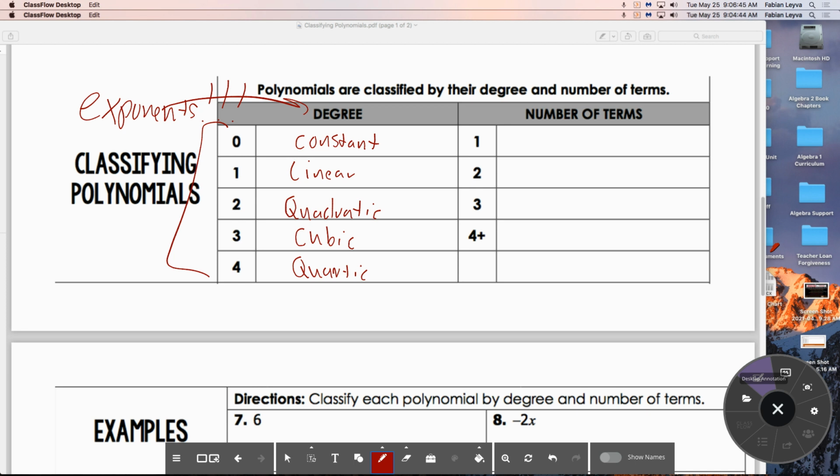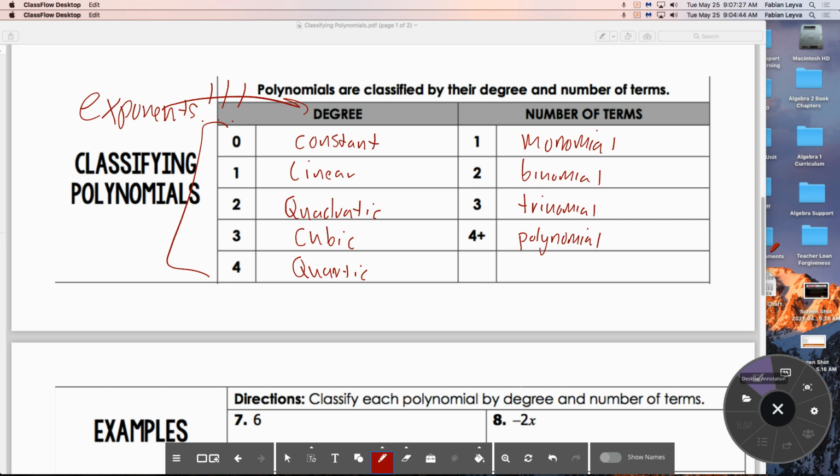Now, that ain't the only way I want you to name something. I also want you to name it by the number of terms, the number of things that are getting added within a polynomial. If you have one term, I want you to call it a monomial. If it has two terms, like there are two things getting added together in that polynomial, I want you to call it a binomial. If it has three things getting added, I want you to call it a trinomial. Now, luckily for all of us, anything 4 or more is just called a polynomial. And that's it.